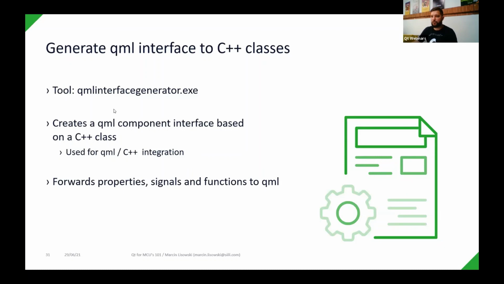Well, so getting back to QML interface generator, it's used basically to convert the header files of C++ classes to QML intermediate files for the compilation process, and forwards all of the properties, signals, and functions to QML. So if your class contains properties, signals, or functions, it will be transferred to QML and will be accessible from the QML as well.